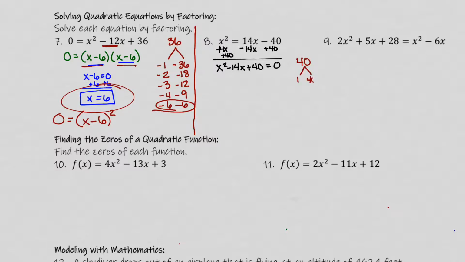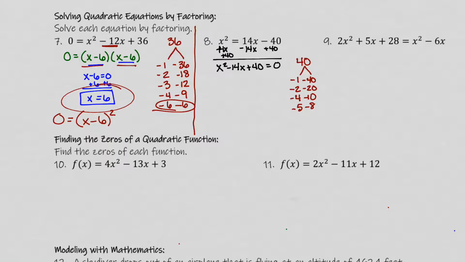I have 1 and 40. I have 2 and 20. 3 doesn't go into it, but 4 and 10 does. And 5 and 8. Okay? Now they multiply to positive, so I know everything is positive. But they add up to a negative, which means everything's actually negative instead of positive. Okay? Because both terms have to be the same sign to multiply to a positive number.